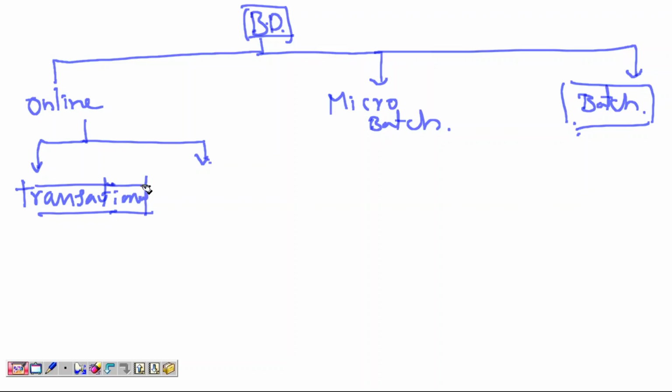If it is transactional, that means end user transactions. Previously, end user transactions will be directed to RDBMS. Because, a small example, if you use an ATM, that means if you withdraw money from the ATM, one transaction is created. The transaction will be recorded into RDBMS.